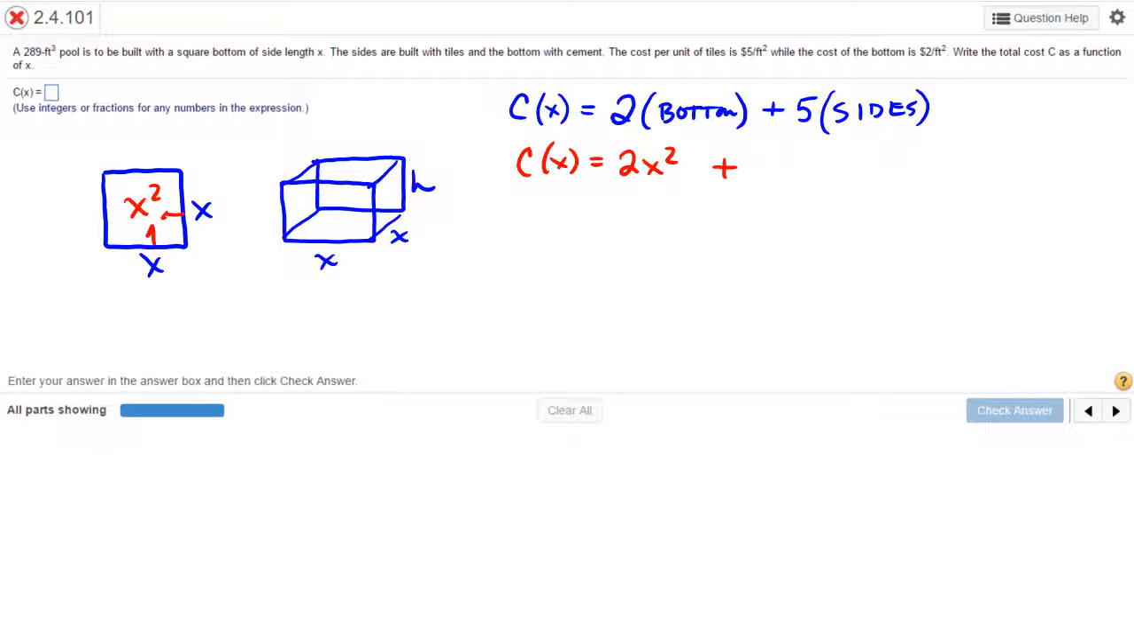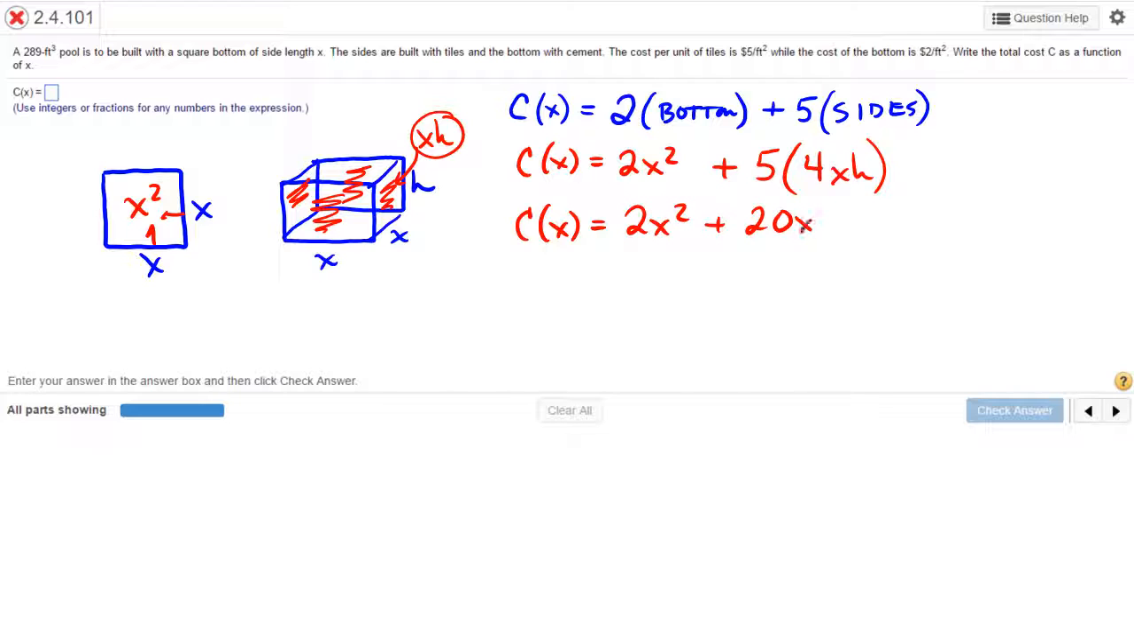All right, for the sides though, notice the bottom's taken care of. So we have 1, 2, 3, 4 sides. We have to think about what each of the sides is actually going to be: x times h. Each of these sides is going to be x, because that's the bottom, or the length times the width, or base times the height. We have 4 of these, so really what we have is this. All right, simplified. Down we have 2x squared plus 20xh.